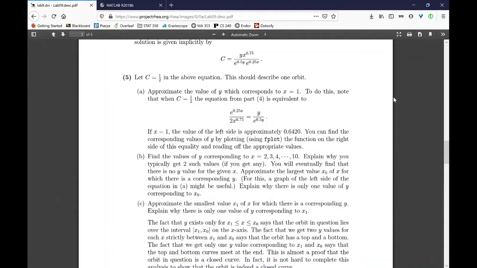Alright, so question 5 has 3 parts, and we're going to assume that our constant c is equal to 1/2. So if we have c is equal to 1/2, we can rearrange our equation from question 4 to look a little bit more like this. Now, when x equals 1, the left side here should equal approximately 0.642. And you can find the corresponding values of y, right? So when x equals 1, y equals what? Well, we can use this by just plotting on MATLAB and doing a little bit of estimation.